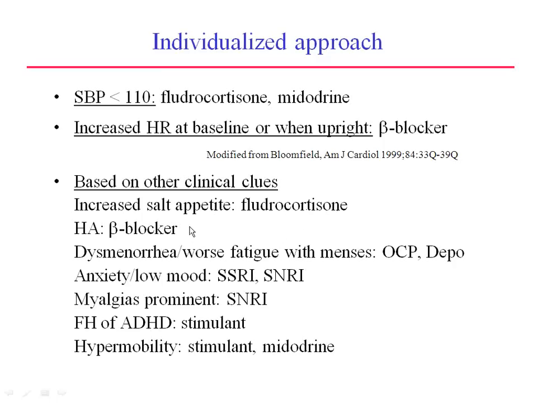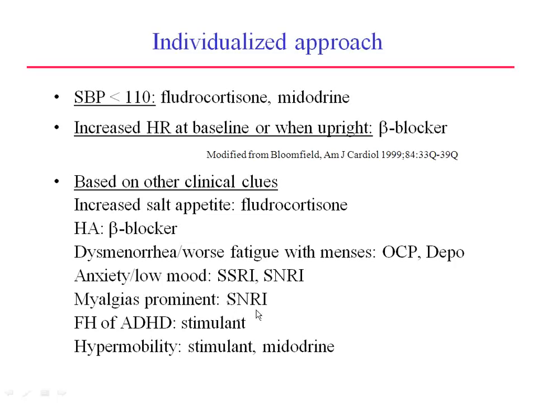Headaches, you can kill two birds with one stone because headaches can be treated with beta blockers. If the adolescent girls have a lot of menstrual cramping or worse fatigue with their periods or acne, birth control pills, and even Depo-Provera can help. If there is comorbid anxiety or low mood, that's a good time to treat the orthostatic intolerance with drugs that will also address the mood and anxiety issues.